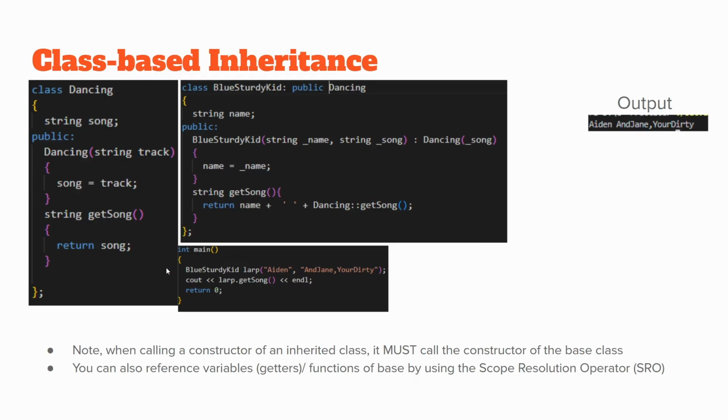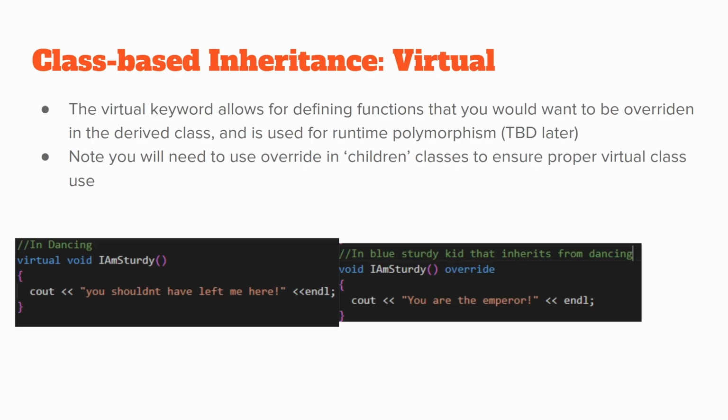And over here we have an example of our code running, and as you can see, it outputs successful output by first getting the name as well as the original song within the dancing class. Note, when you're calling a constructor, you always must call the constructor of the base class unless a specific scenario arises, which we'll get into later. And you also need to use reference variables such as getters, and make sure that you use the scope resolution operator in order to resolve this.